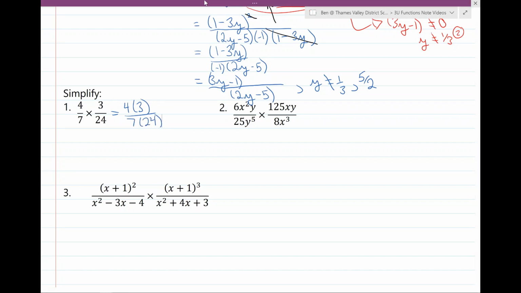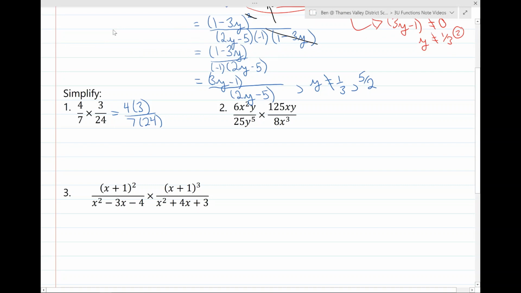At this point, I can divide out, so I can divide 24 by 4, and I find that equals 6. And then I can actually go even further. 6 divided by 3 equals 2, so I'm left with 1 over 7 times 2.